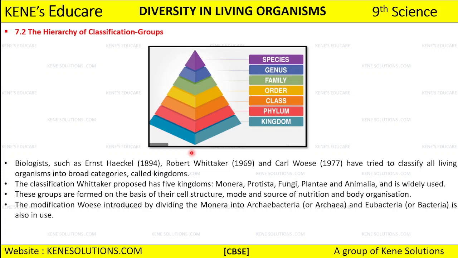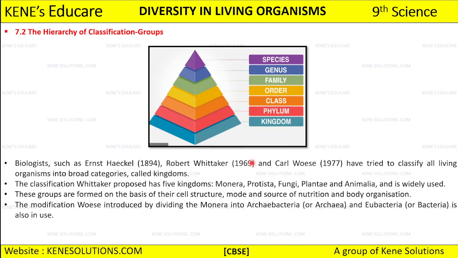After that, we have discussed the hierarchy of classification. You need to remember this hierarchy of classification, and there were various researchers behind classifying living organisms. We have Ernest Haeckel, who tried to classify living organisms into categories in the year 1894. After Ernest Haeckel comes Robert Whittaker in the year 1969. He again tried to classify all living organisms into broad categories. And after Robert Whittaker, we have Carl Woese, who modified the categories given by Robert Whittaker.